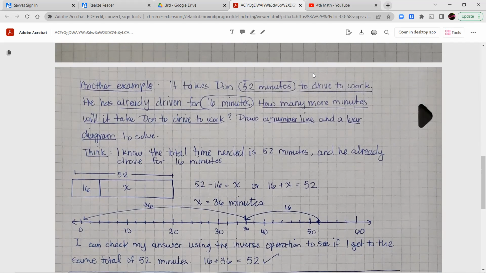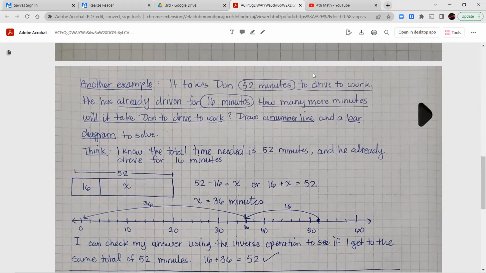Let's take a look at another example. It says it takes Don 52 minutes to drive to work. He's already driven for 16 minutes. How many more minutes will it take Don to drive to work? So we can put this into a number line and into a bar diagram.